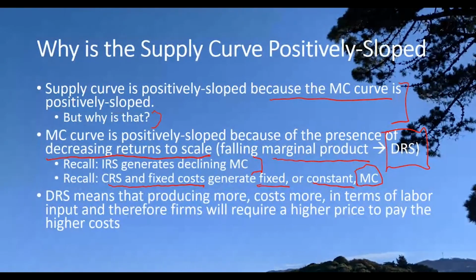Now, what does decreasing returns to scale mean again, conceptually, or I should say intuitively? It means that producing more is going to cost you more. It actually takes increases in the amount of labor or inputs into the production process that generate declining increases in output. Output increases, but at a slower and slower rate, meaning, in essence, that it starts to cost more to produce more.